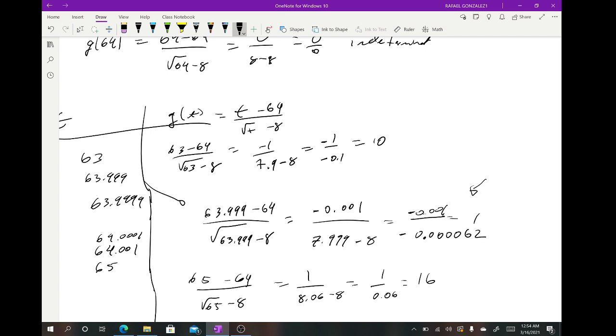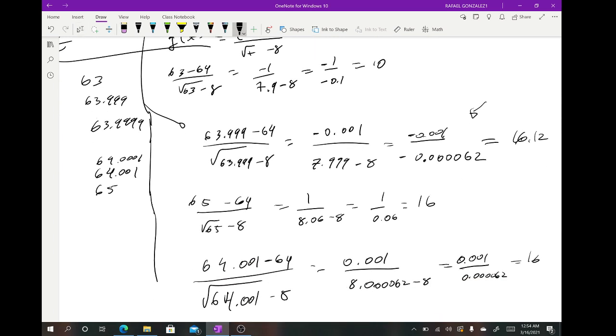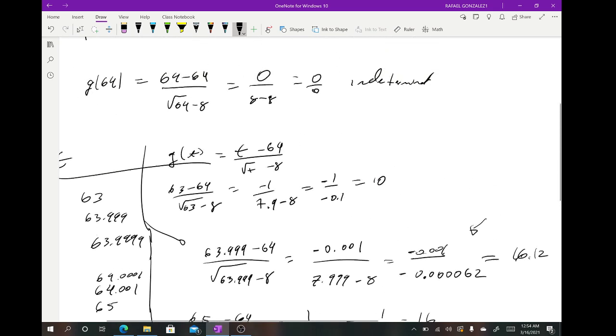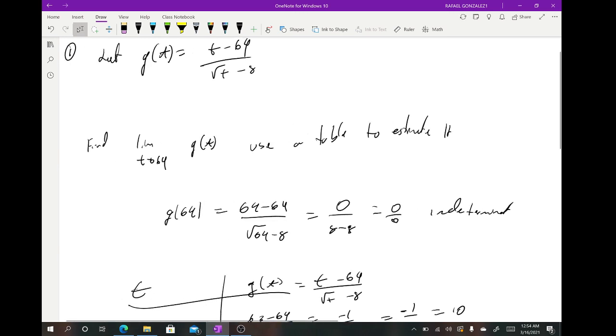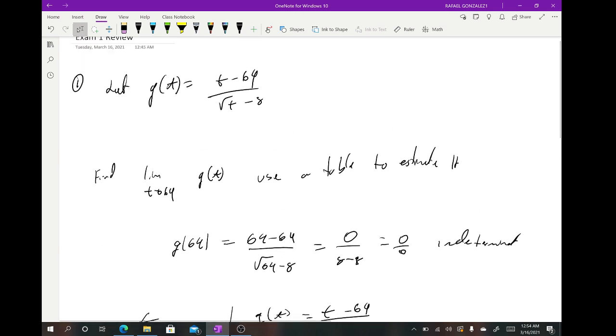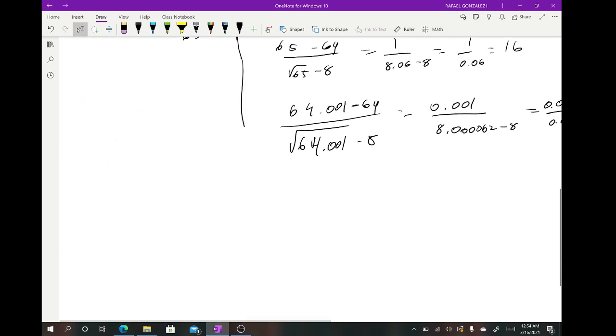0.000062, which means it's not equal to 1, but it's actually equal to, let's see, 0.001 divided by 0.000062. Yeah, there we go. This makes more sense. 16.12. So now we can see that the limit is actually approaching 16. So we could say that as t goes to 64, the limit is 16.